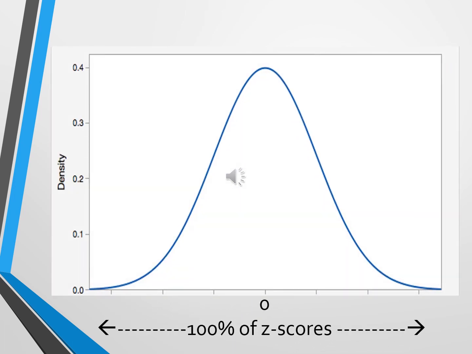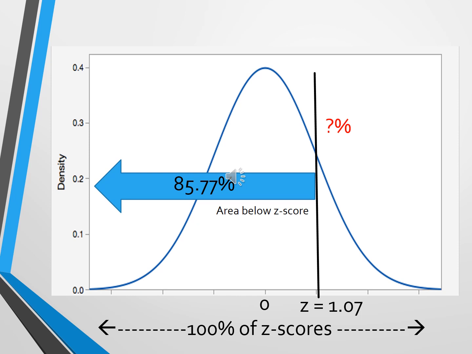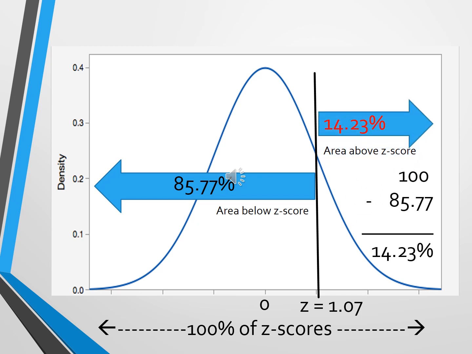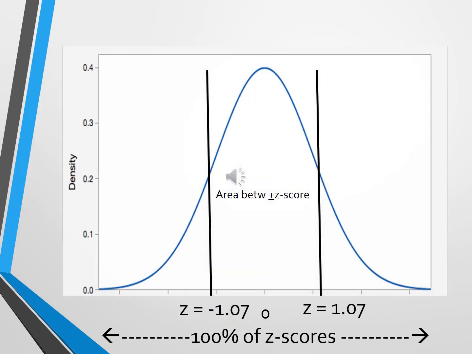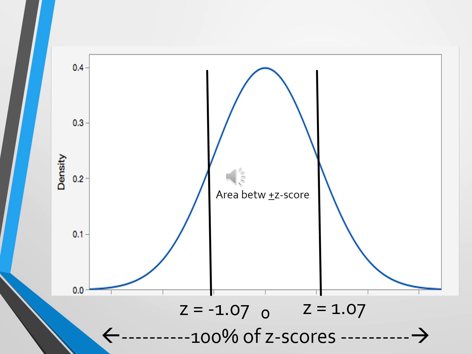Well, because this distribution contains all the scores, 100% of the scores, if 85.77% are below a Z-score of 1.07, then 100 minus 85.77, so 14.23%, must be above Z. And we can put that into the table. Looks like we need to find out what is between a negative Z-score of 1.07 and a positive Z-score of 1.07 next. What is between plus and minus 1.07? We already have all the information we need.